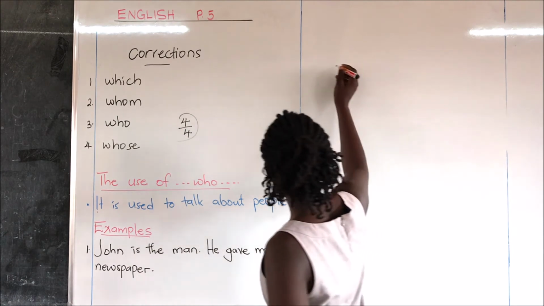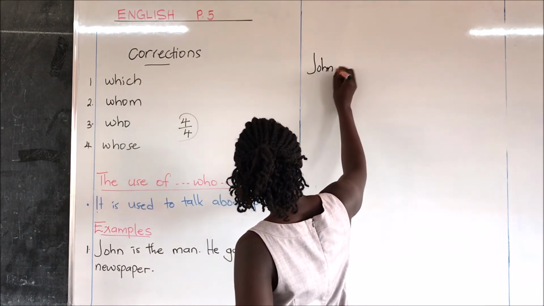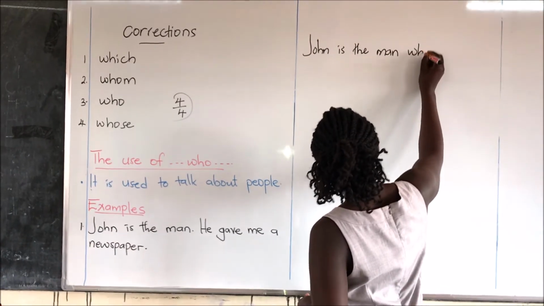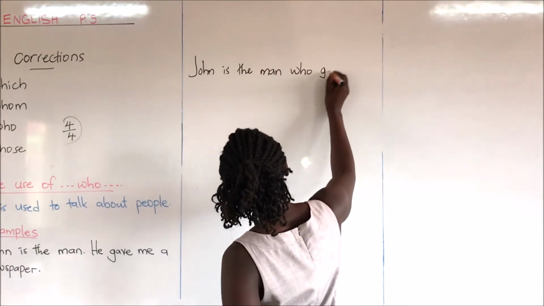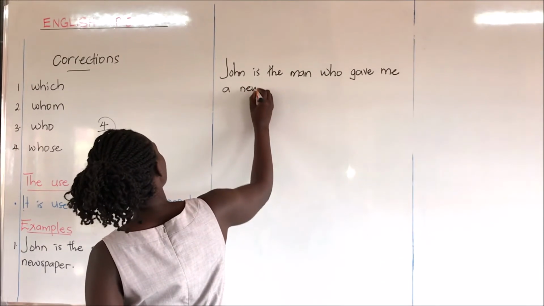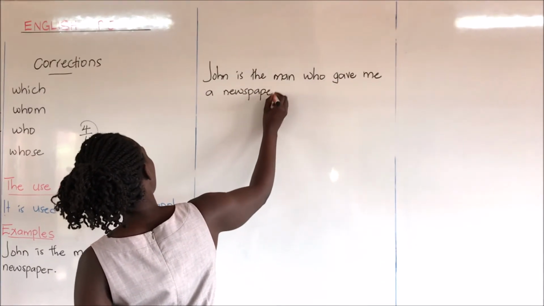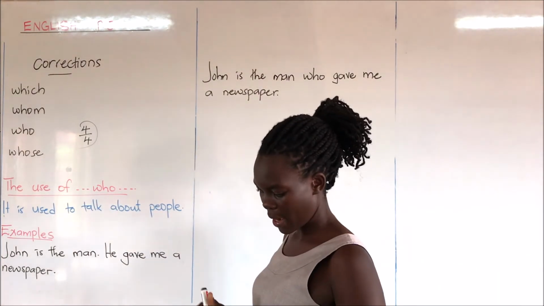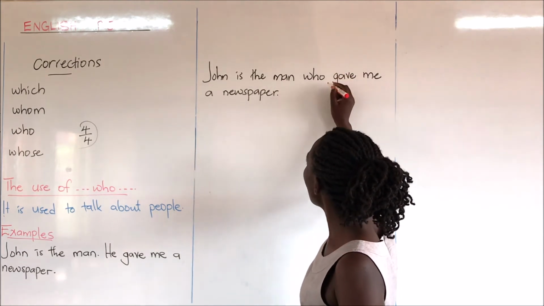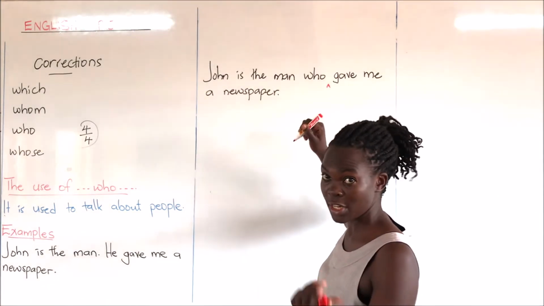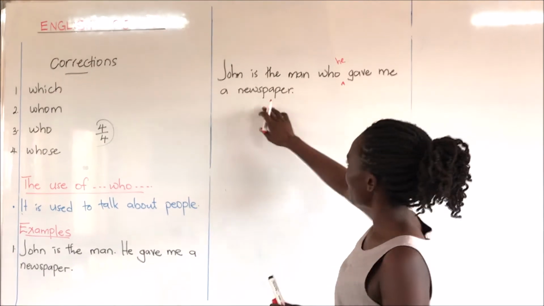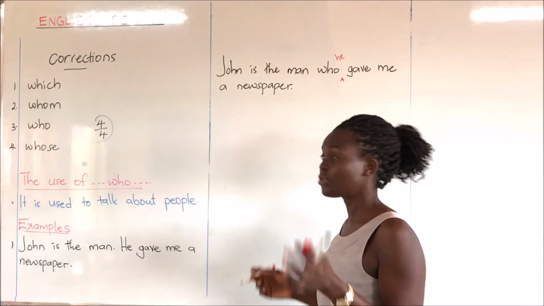Okay, so I'm writing the answer here. John is the man who gave me a newspaper. Now, someone might wonder, why have we dropped this he? Why aren't we having the he is the man? Let me put it here, and I'm putting it in red because it's really dangerous. John is the man who he gave me a newspaper. It sounds wrong, and it is wrong. That's why I'm even writing it in red.